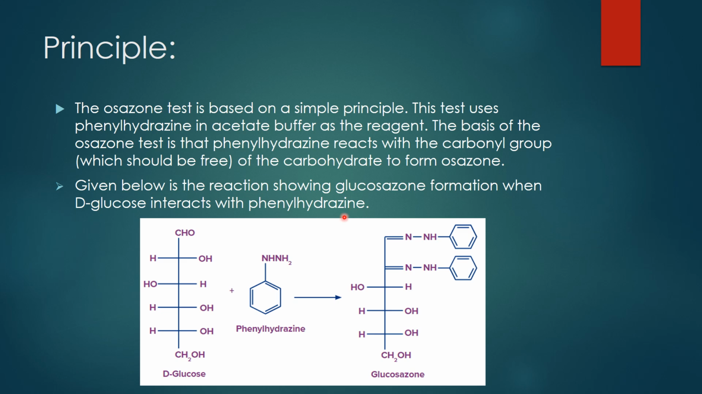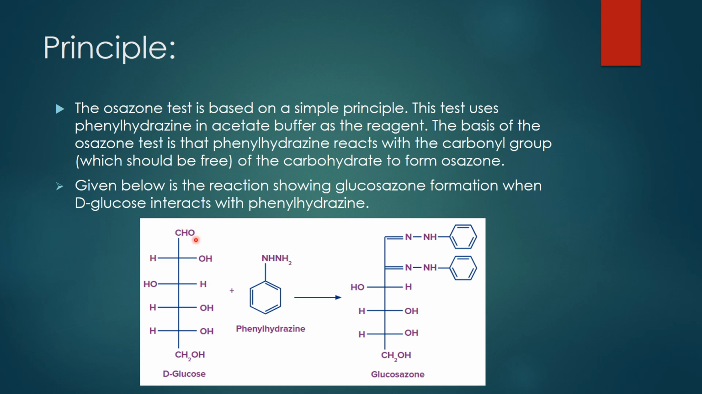If the sugar is fructose, the yield will be fructosazone, and if it's lactose, the yield will be lactosazone, and so on. Because it's a carbohydrate derivative, it comes from carbohydrates when they react with phenylhydrazine.